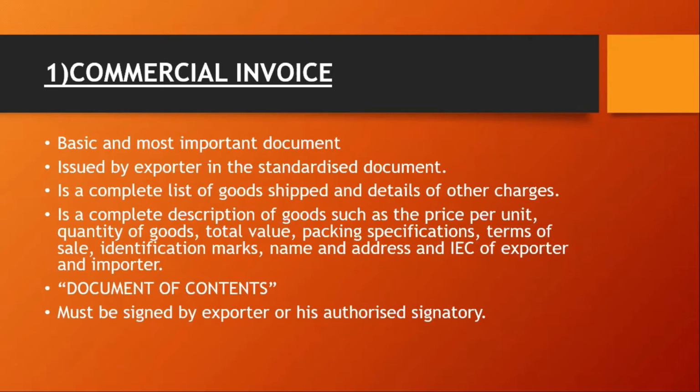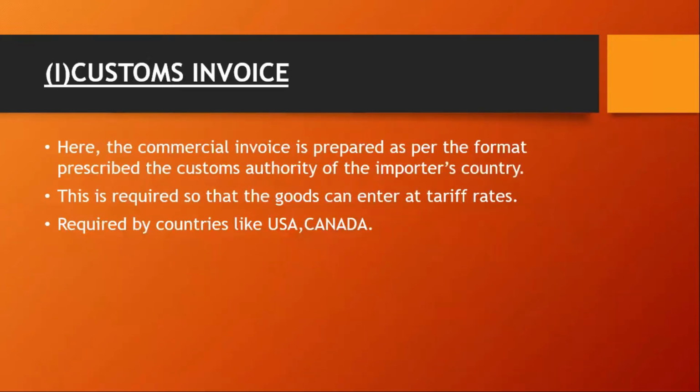Now, the commercial invoice can take any of these four forms. Coming on to the first one, we have customs invoice. When the commercial invoice is prepared on the format prescribed by the customs authorities of the importer's country, it is called customs invoice. Countries like Canada and US need customs invoice. This is required so that goods could enter at tariff rate. An exporter can obtain copies of this invoice from any shop selling government publications and forms.